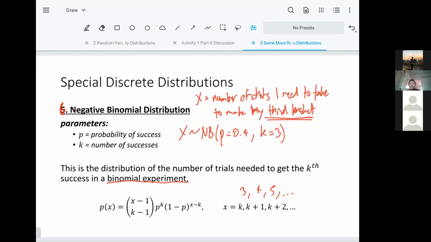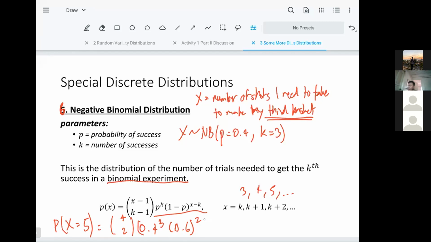Given those parameters, how do we make use of it? What's the probability that I'll make my third basket on my fifth try? So suppose you want the fifth shot to be my third made basket. That's x minus 1, which is 4, and k minus 1, that's 3 minus 1, 2. And then, this part: I'm going to be making 3 baskets, times I'm going to be missing, so a 60% chance of missing, x minus k, 2 shots. 3 made, 2 missed.